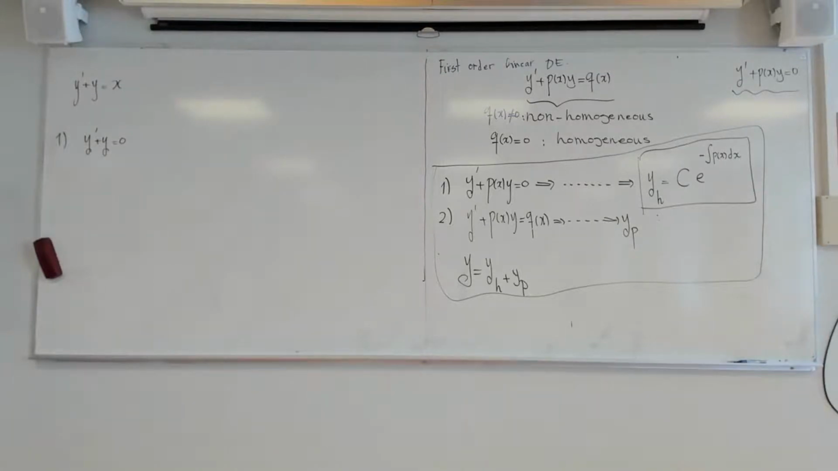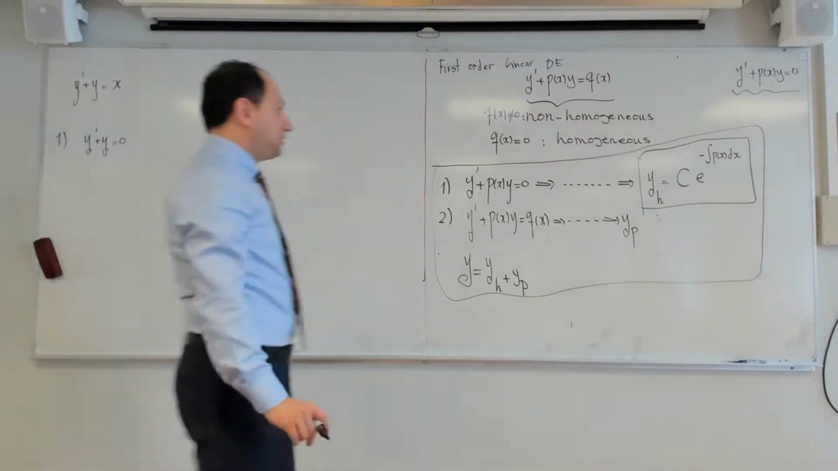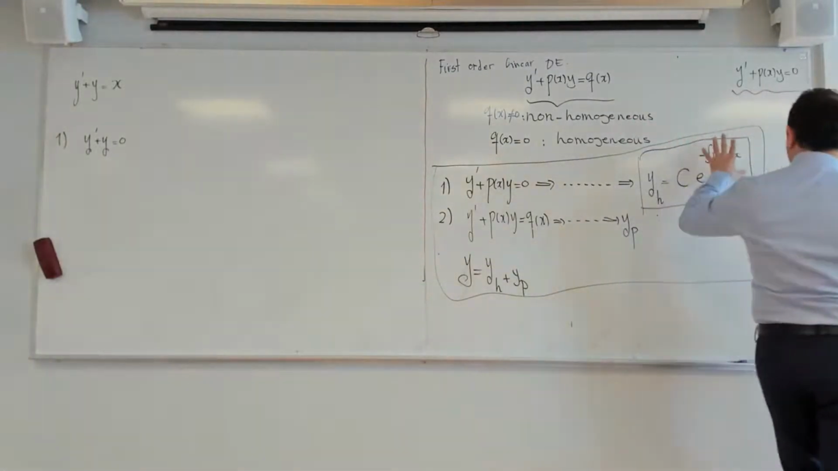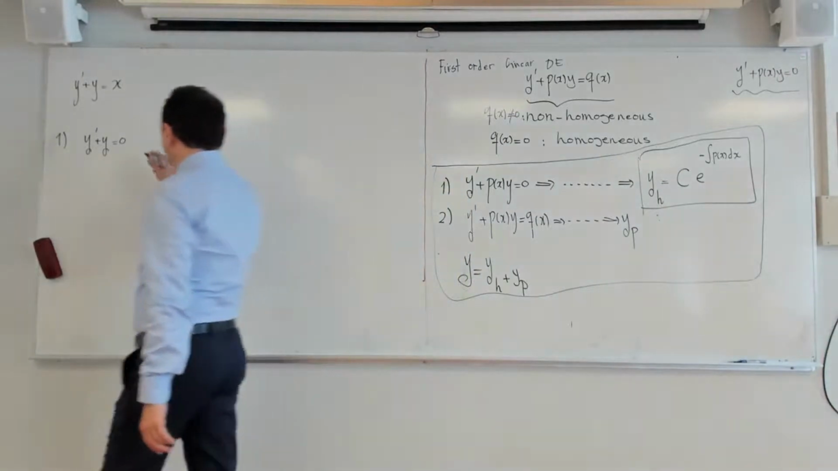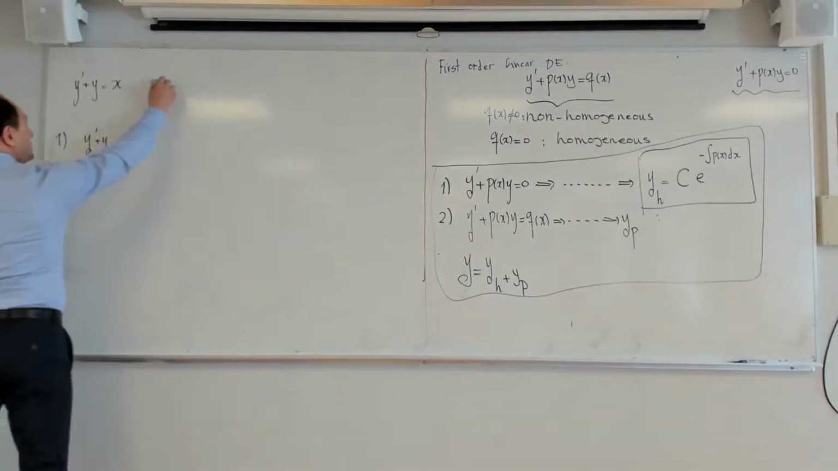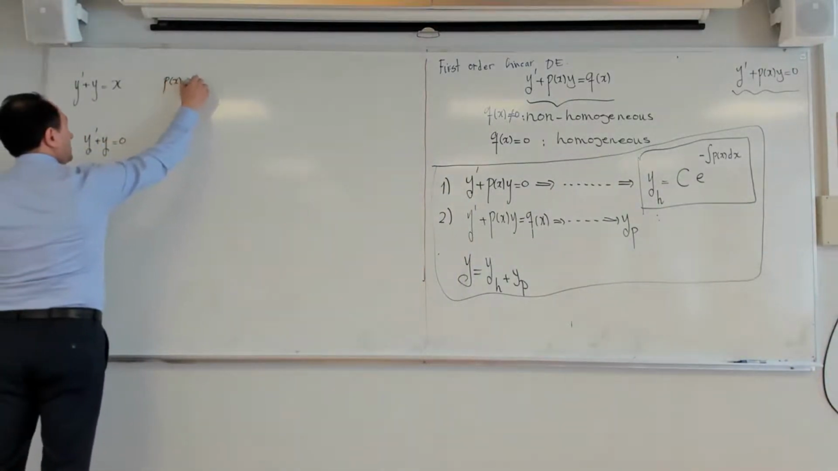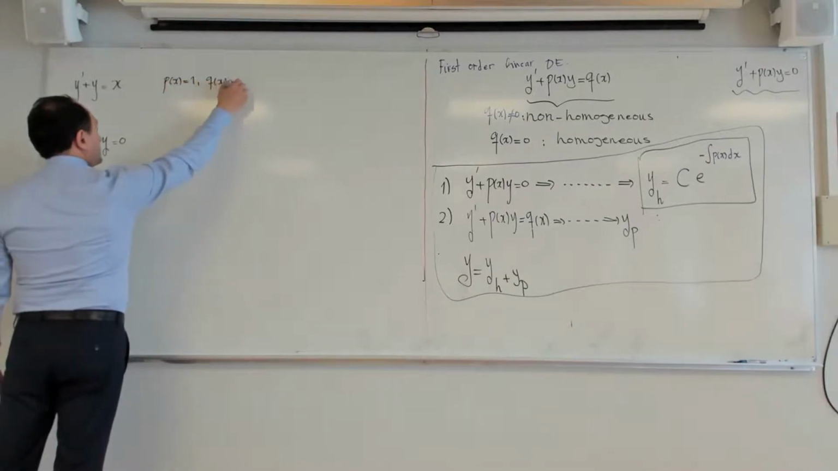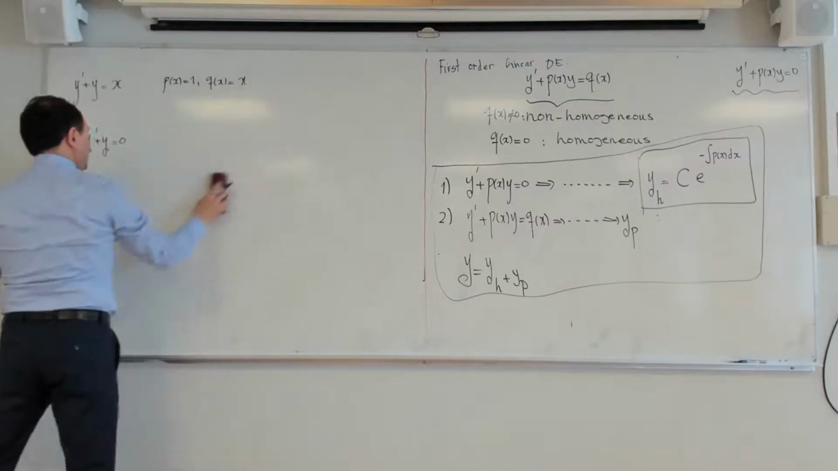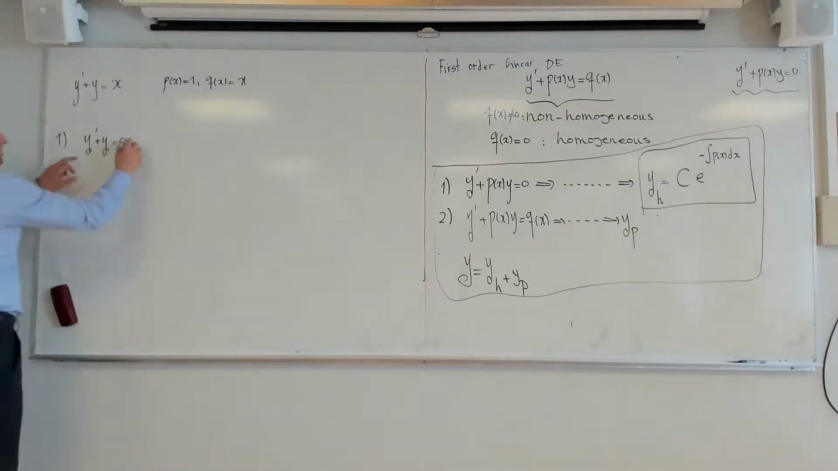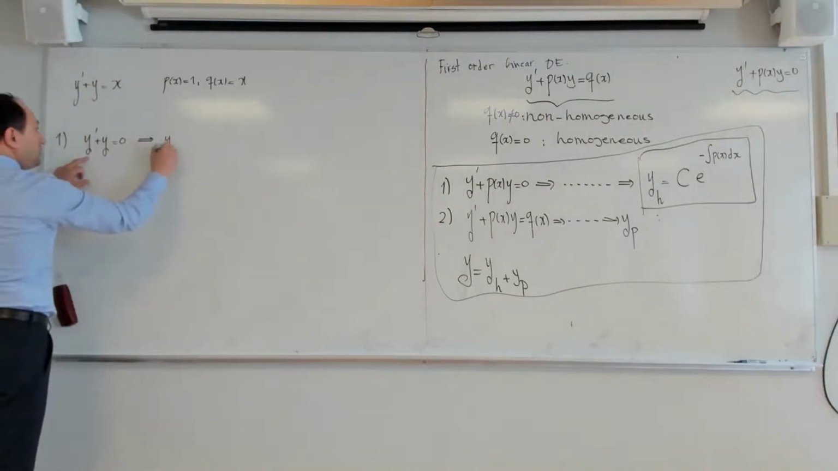And solve this one. For the homogeneous part, we have a very compact formula. It's very nice, yes? So what is P of x in this problem? P of x in this problem is 1. Q of x in this problem is just x. So what I have to do, I solve this one and find the homogeneous one.